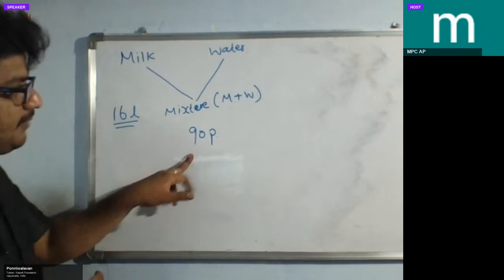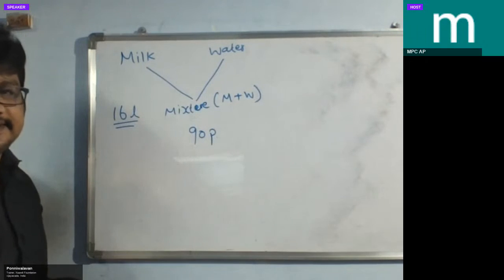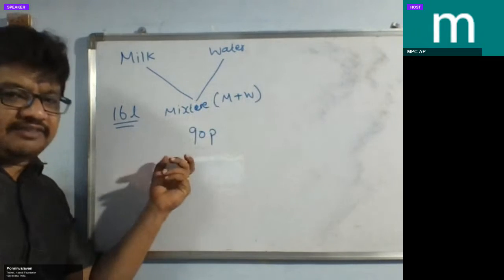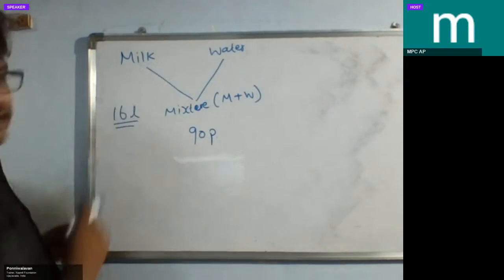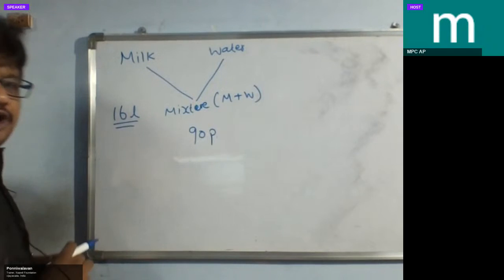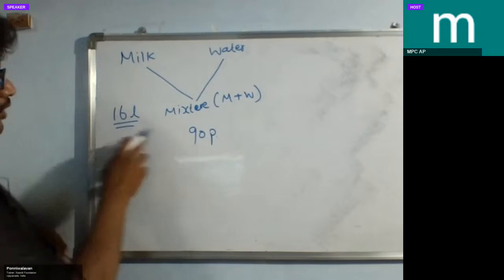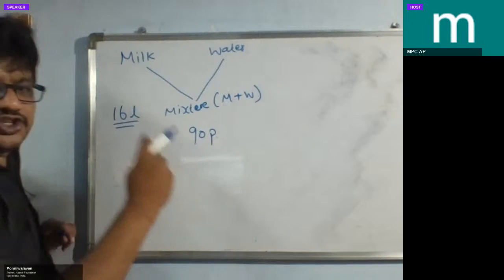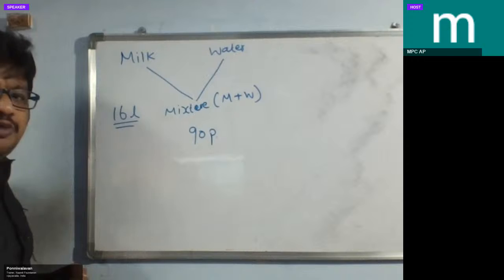Is this 90 paise the water value or the mixture value? Yes, mixture value. What is the pure milk value? 1.08 rupees, right? 1.08 rupees here, 90 paise. So convert rupees into paise. 1.08 rupees is equal to how many paise?